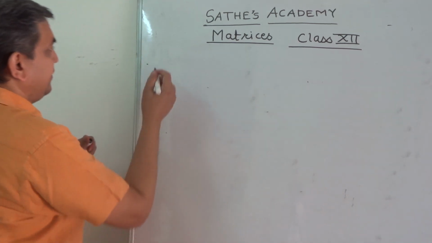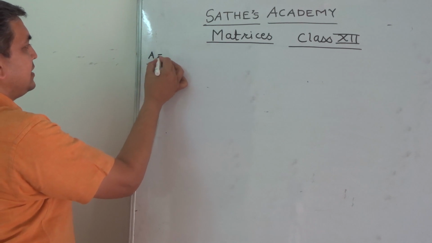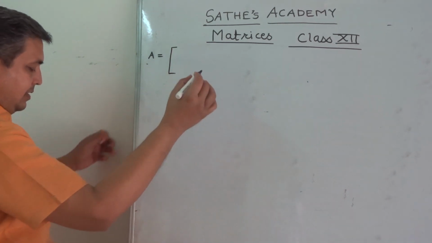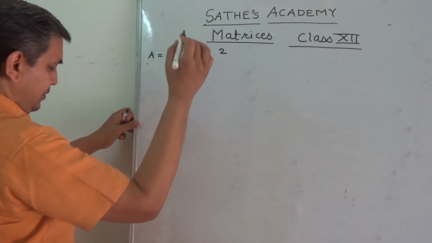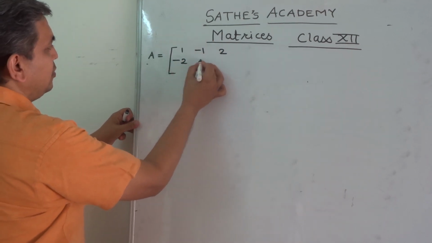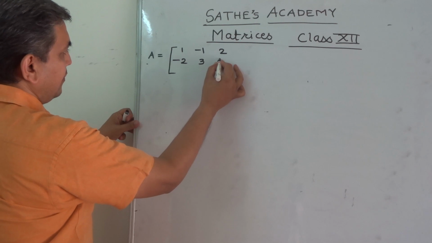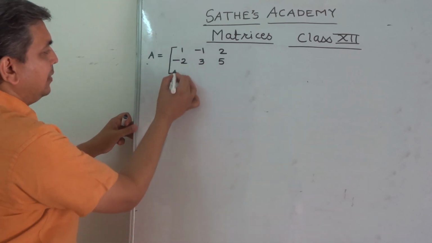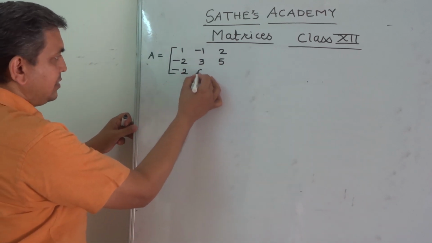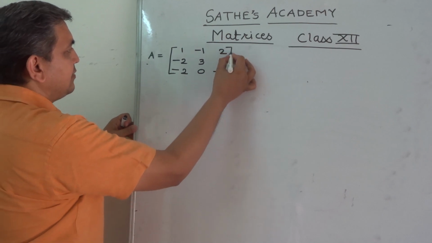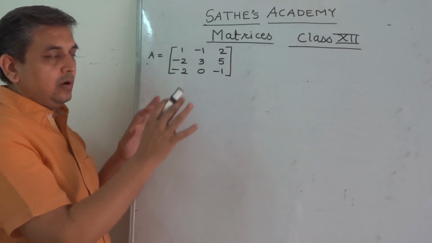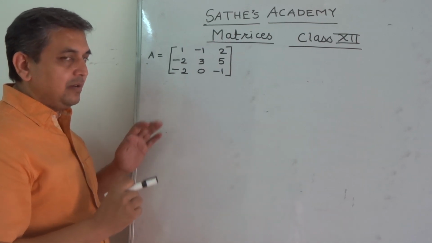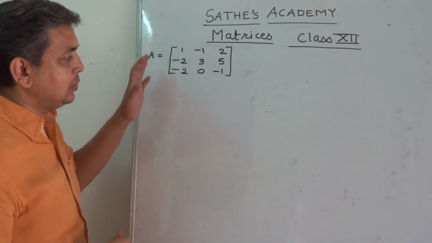So let us take another problem. Suppose matrix A is given as 1, -1, 2, then -2, 3, 5, and the third row -2, 0, -1. A 3 cross 3 matrix. So a long process but very easy. So let us go step by step.